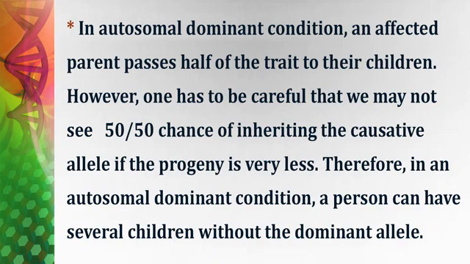In an autosomal dominant condition, an affected parent passes half of the trait to their children. However, one has to be careful that we may not see a 50-50 chance of inheriting the causative allele if the progeny is very small. Therefore, in any autosomal dominant condition, a person can have several children without the dominant allele.